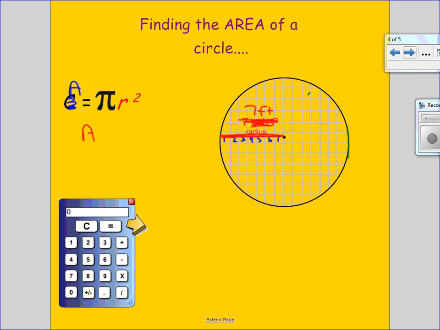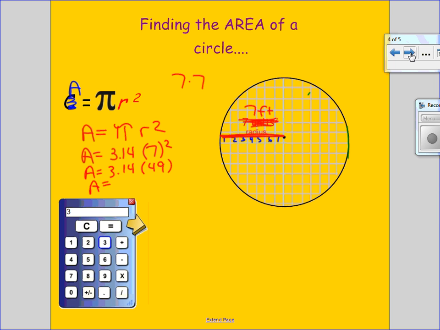So we're going to plug in our formula. Area equals pi times our radius squared. Always start by writing your formula first, then plug in your numbers. Area equals pi, which is 3.14, times our radius squared, and our radius is 7 squared. Remember, 7 squared is 7 times 7, not 7 times 2. So area equals 3.14 times 7 squared, and 7 times 7 is 49. So 3.14 times 49.